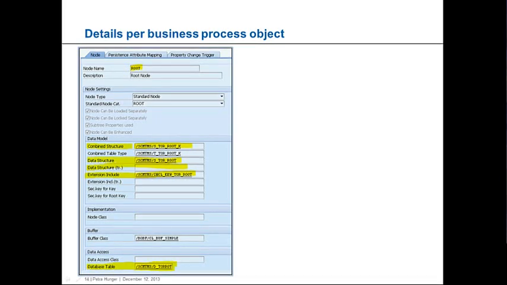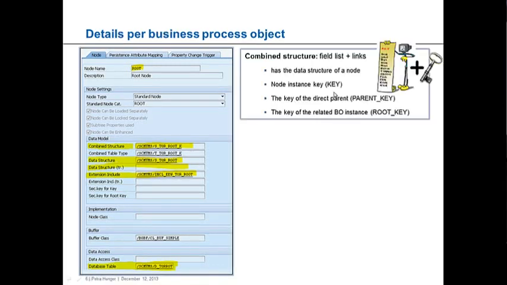Okay, after this theoretical explanation of the node itself and how it's linked to the root node and to the business object in general, let's look at the details per business process object. And so in this picture you can see what you can see on the right side when you double click on a node, and basically we will see what elements are used to link the business object to the data dictionary objects. So of course you have the name and the description and then the node type.